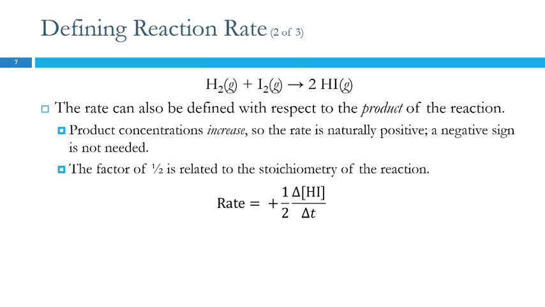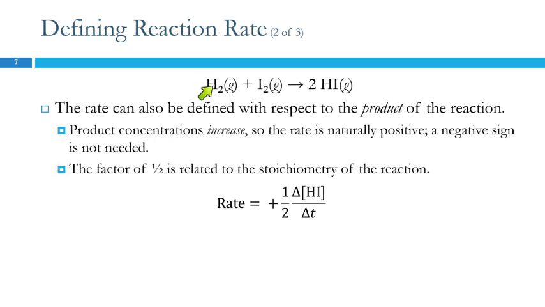When we talk about traveling 55 miles an hour, we don't say, oh, I was negative 55 miles an hour because I was going south instead of north, right? It's just always positive. You indicate the direction some other way. So rate of reaction is always positive.